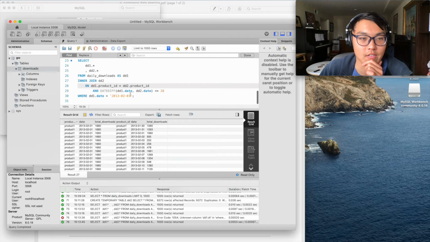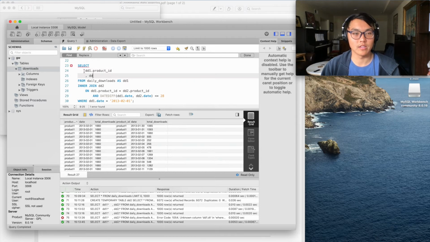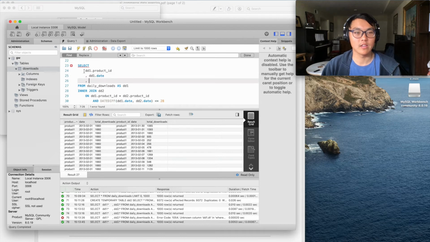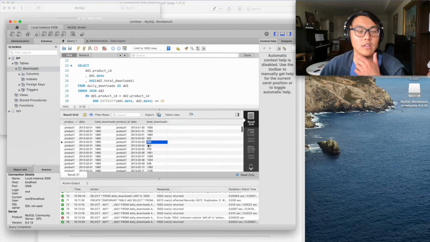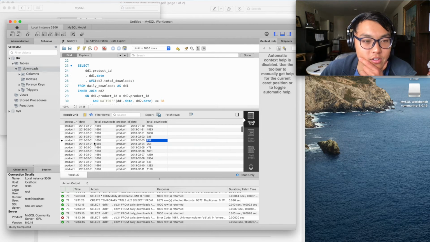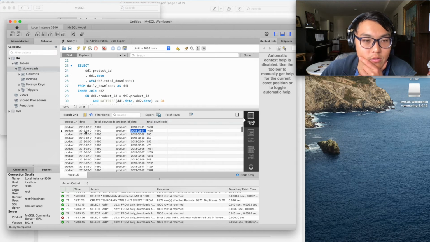So now all we have to do is a group by clause. We have to specify one product ID, and then dd1 dot date, and then average dd2 dot total downloads, because this is the value that we actually have to average in this column. We'll see that, oh, okay. Look at this, this is actually giving us an error. We see this is 2, 2, 2, 1, and it keeps on going for some reason.